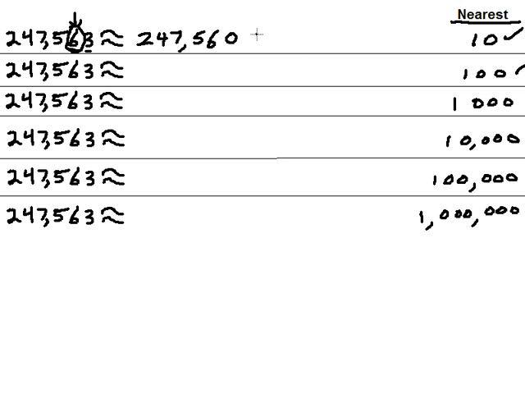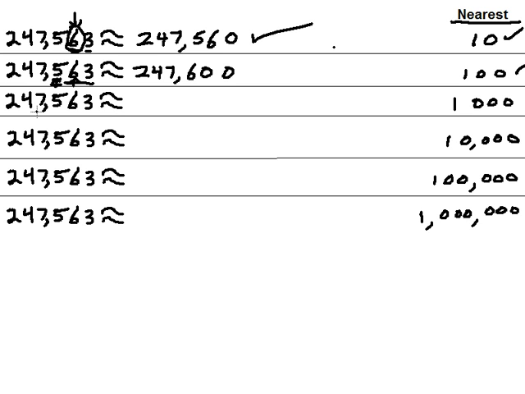So that is our number, 247,563, rounded to the nearest 10. How about to the nearest 100? We look to the digit to the right of the hundreds place, and that is bigger than or equal to 5. That means we add 1 to the 5. That becomes 247,600. Everything to the right of the place we're rounding to becomes zeros. So that is our number rounded to the nearest hundreds place.